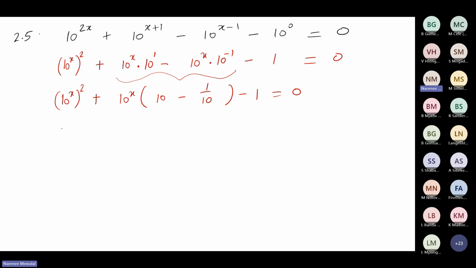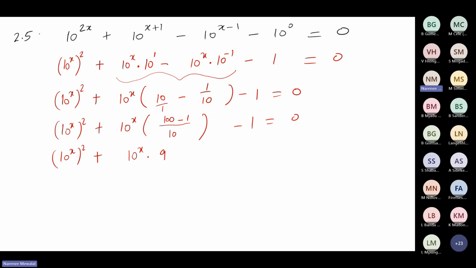So that's going to give you 10 to the x all squared plus 10 to the x times, here you've got, that's over 1. Your LCD here is 10. So 1 can go into 10 10 times. 10 multiplied by 10 is 100 minus 1 is equal to 0. You'll have 10 to the x all squared plus, here you're going to get 10 to the x times 99 over 10 minus 1 is equal to 0.